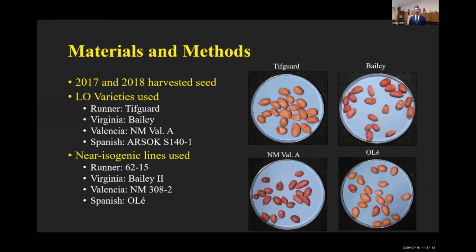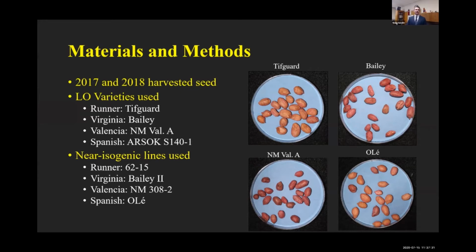We used seed harvested in 2017 and 2018. For the low oleic varieties, for runners, we used Tifguard. For Virginia, we used Bailey. Valencia, we used New Mexico Valencia A. And for the Spanish, we used RSOC S140-1.